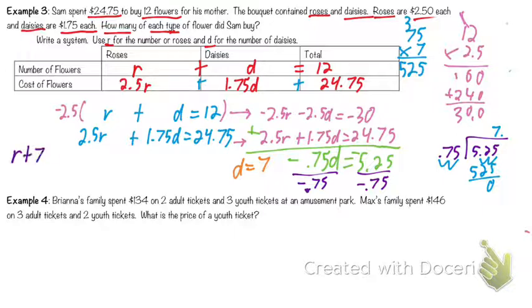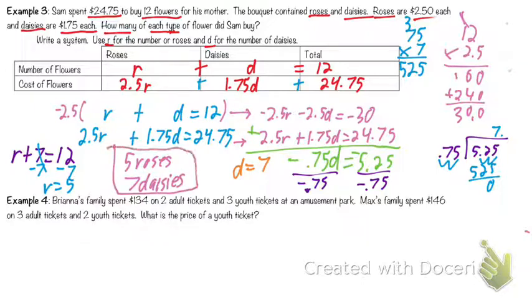R plus 7 equals 12. Subtract 7, and R is 5. So to answer the question, 5 roses, 7 daisies. Do these kind of get messy? Yeah, they do.